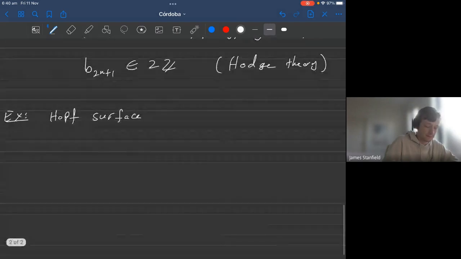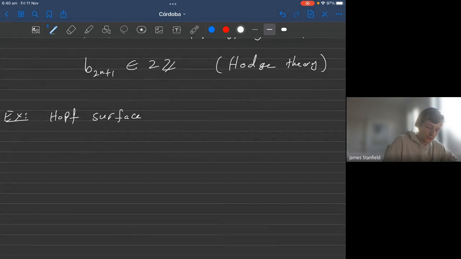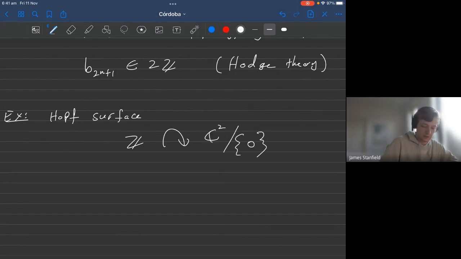Okay, so let's just take the integers acting on C2 minus the origin, and we act in the following way. We take n with some complex vector v, and we do one half to the n times v.